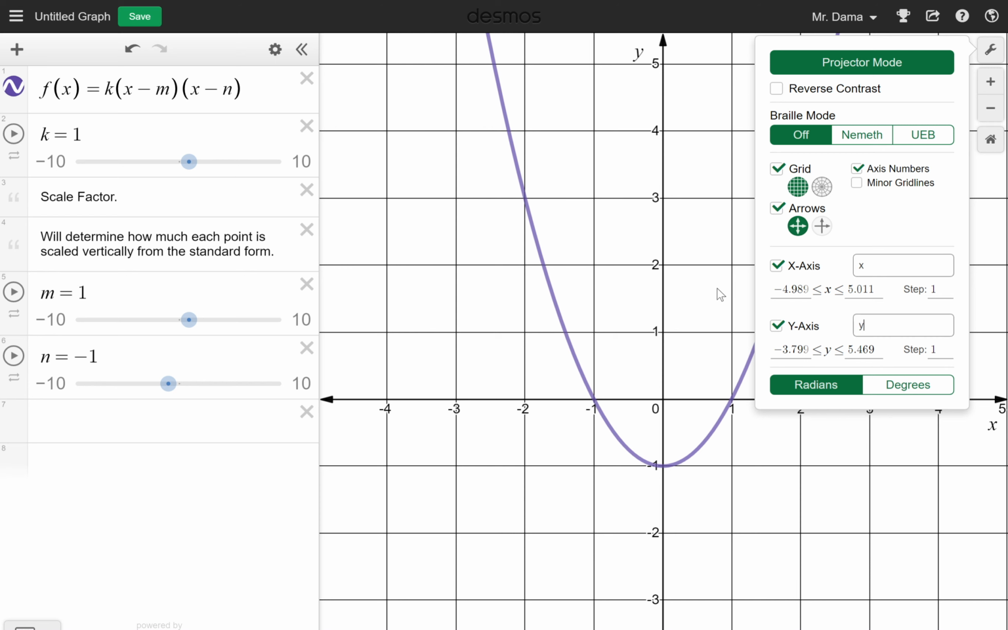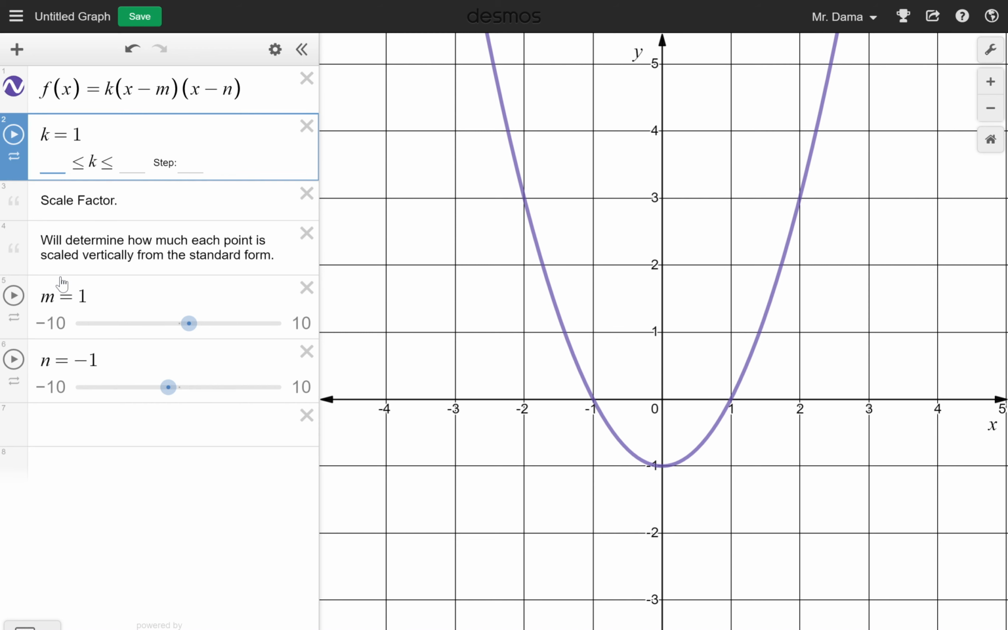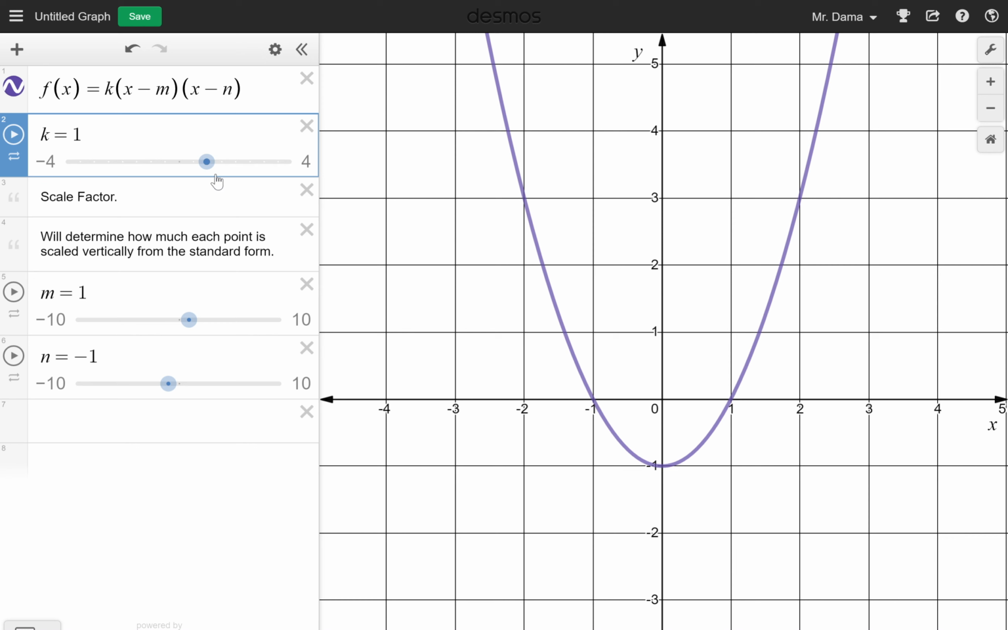So unfortunate. Oh well, but you can still see this, right? So here we go. If I change k up, I'm just going to change this from -4 to 4. We'll go steps of 0.5. All right, so what happens?